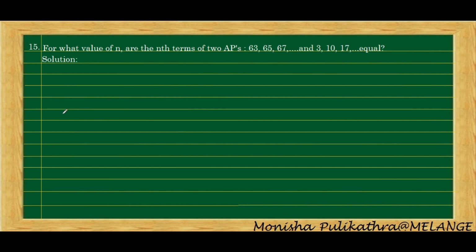So coming to the 15th question. The 15th question is, for what value of n are the nth terms of two APs, 63, 65, 67 etc. and 3, 10, 17 etc., equal? So there are two APs in which the nth terms are equal, and we need to find out on which term these two APs are equal.